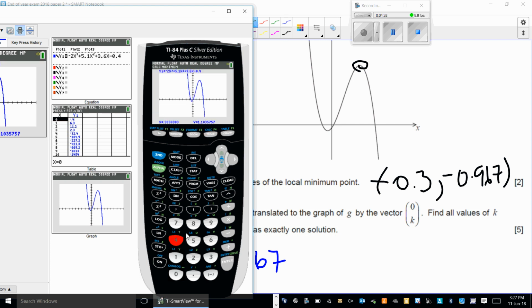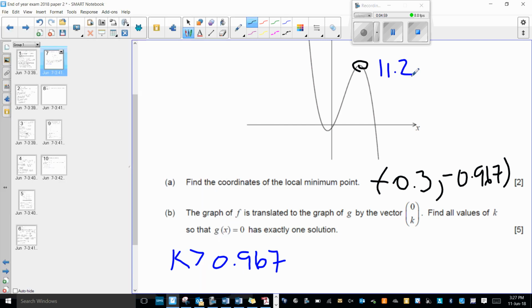So left bound. So hit up here. Left bound. Right bound. And we found that that maximum is at x value 2 and the y value is 11.2. Okay, so we know that k has to be less than negative 11.2 because our graph would have to shift down by at least 11.2 units. So there's that answer there.